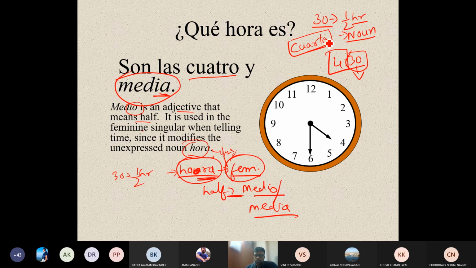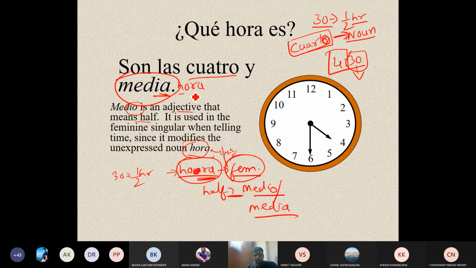Okay, so this is the word. Can we only use cuarta? No, you cannot use cuarta because that word does not exist. That is the reason we are using cuarto. But here we are using media as an adjective. So you can see, son las cuatro y media hora.